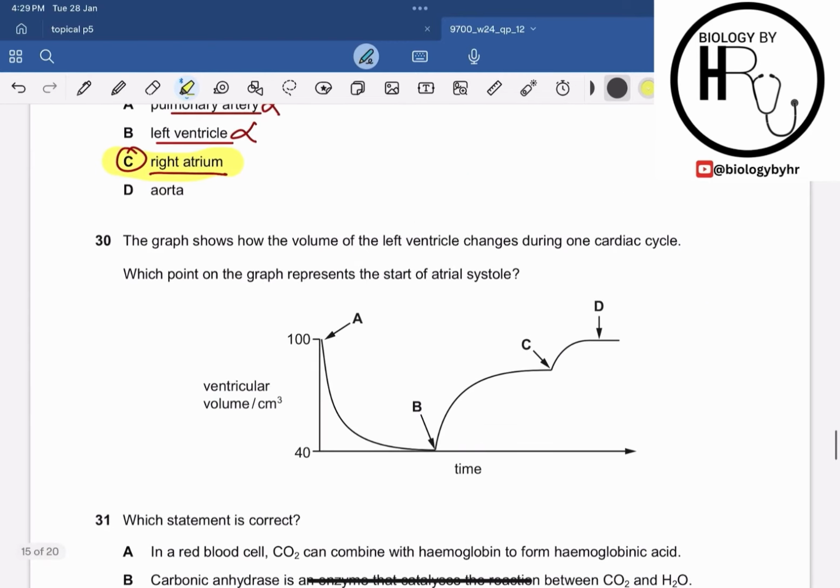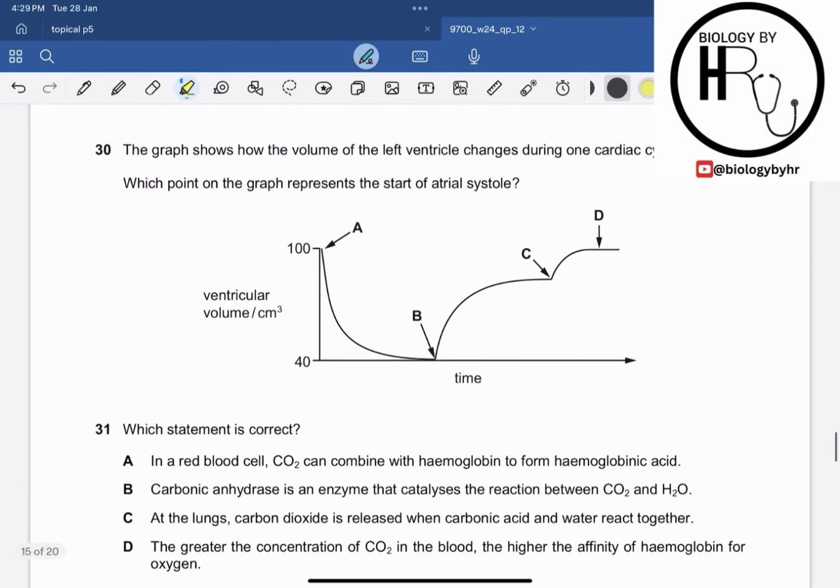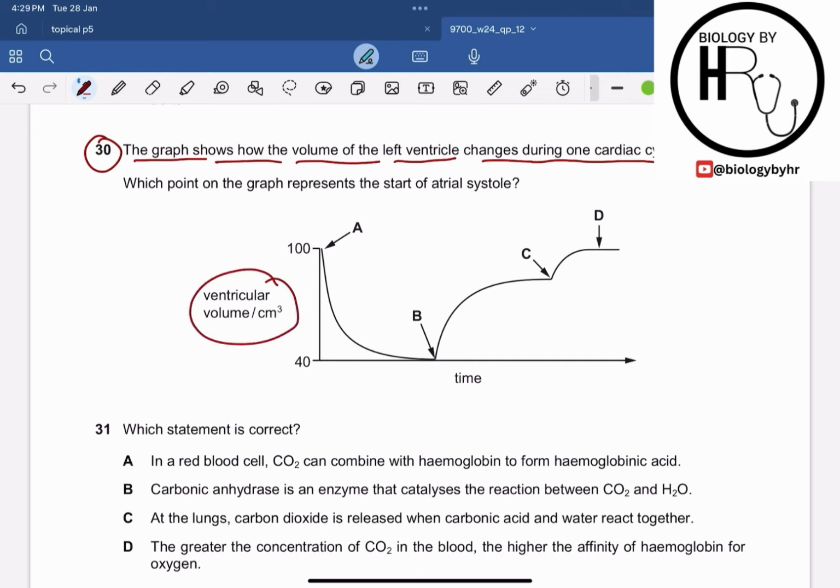Now let's move on to question 30. Question 30 says that the graph shows how the volume of the left ventricle changes during one cardiac cycle. Basically this is the graph of the ventricular volume, right? Now let's see what they are asking in the question: which point on the graph represents the start of the atrial systole. So let's discuss the points on this graph one by one.